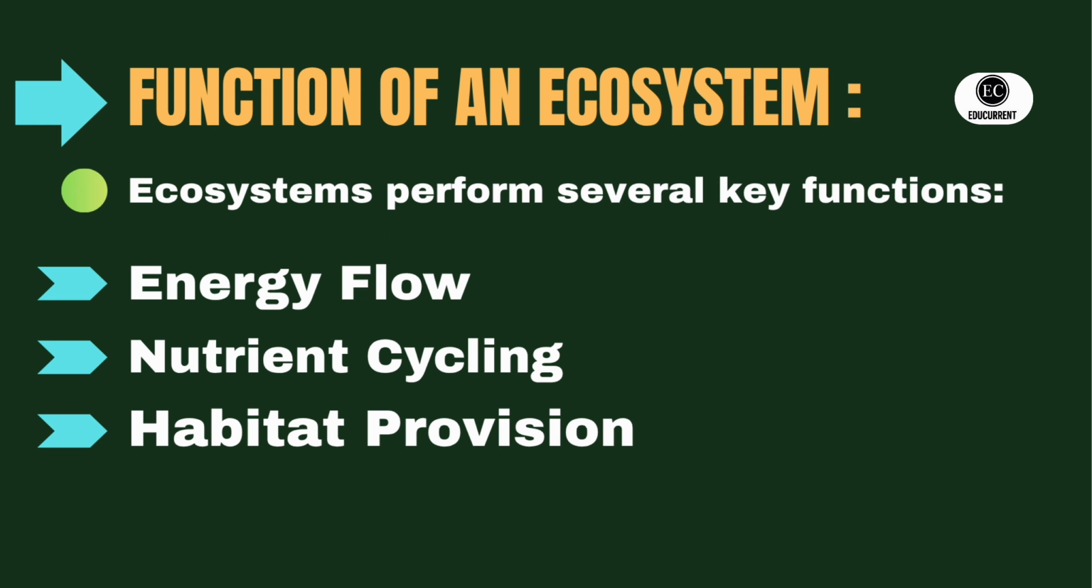Function of an ecosystem. Ecosystems perform several key functions: energy flow, nutrient cycling, and habitat provision. Energy flow, the movement of energy from one organism to another, mainly through the food chain. Nutrient cycling, recycling of nutrients like carbon, nitrogen, and water to maintain balance. Habitat provision, providing shelter and living space for organisms.